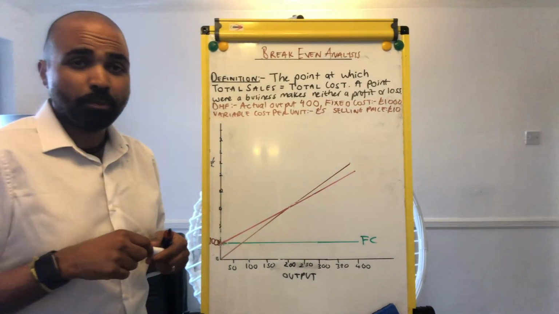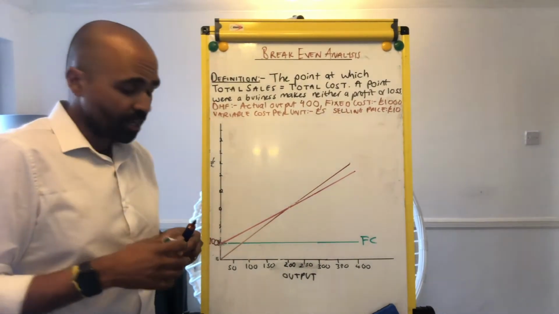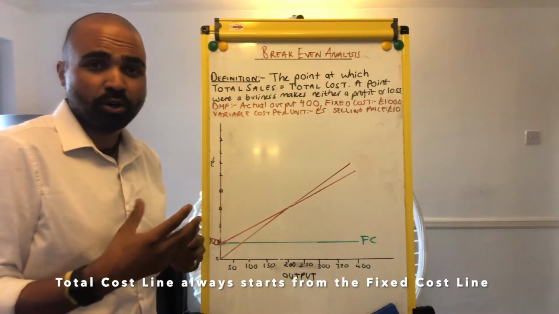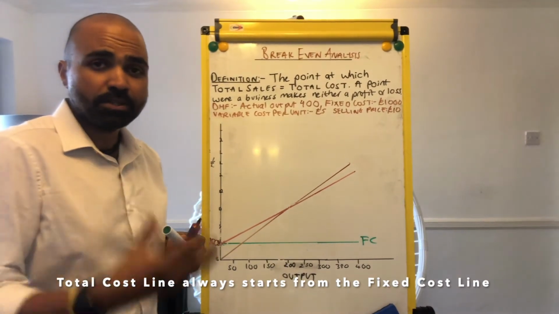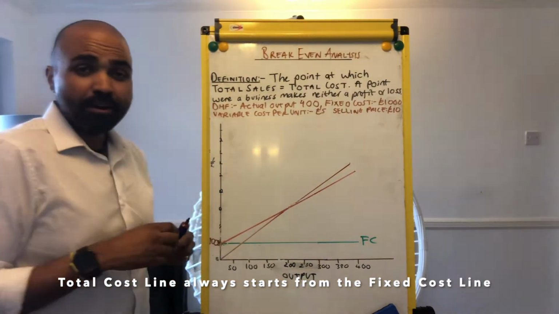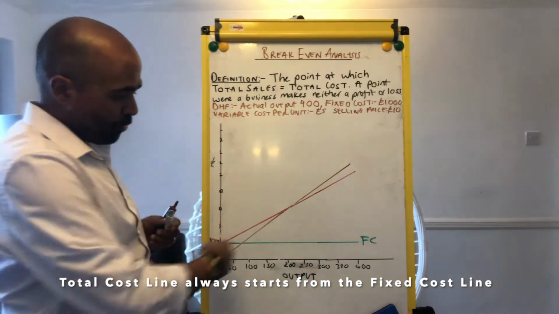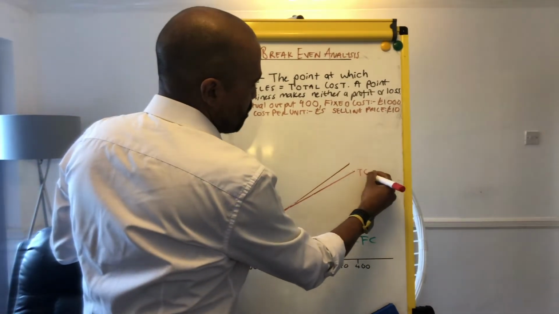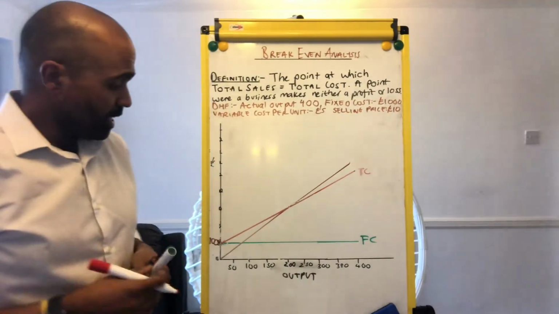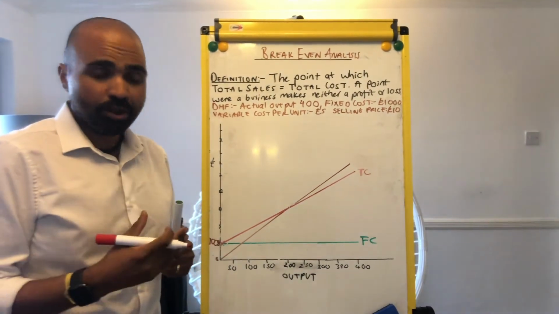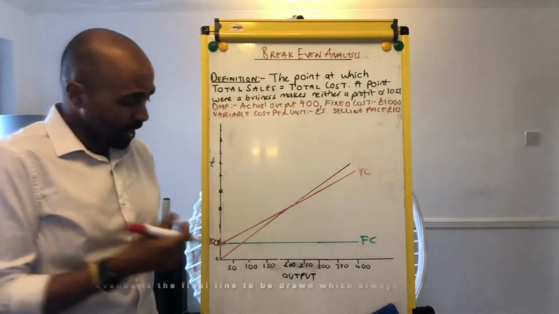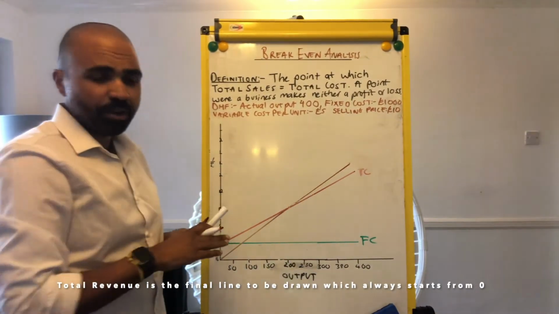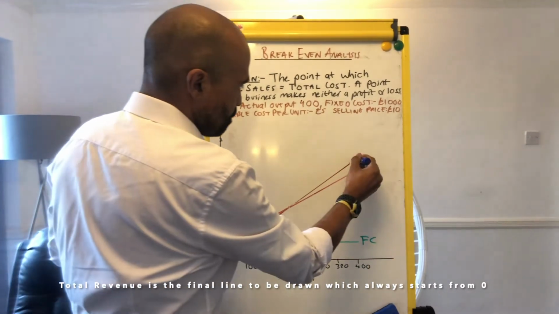The next line we put in is the total cost line. The total cost line always starts from the fixed cost line, because to work out total cost we have to add fixed plus variable. So we've already drawn the total cost in red. I'm going to label that total cost, and abbreviate that to TC. Okay? The next line is the total revenue line. The total revenue line will start at 0 and go diagonally across. That is the brown line, and we're going to label that total revenue.